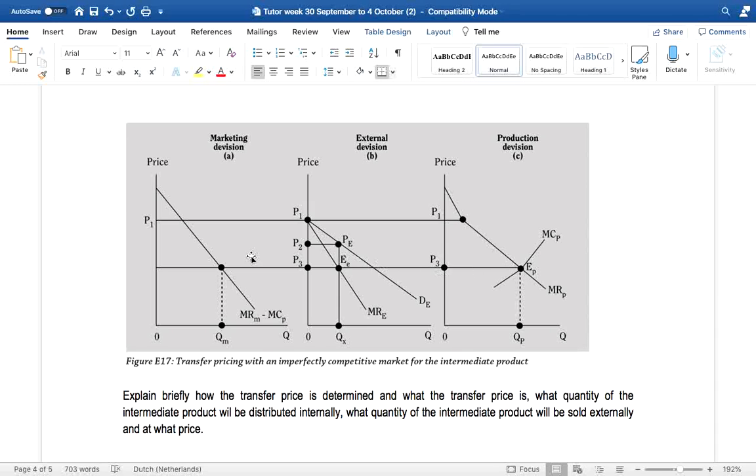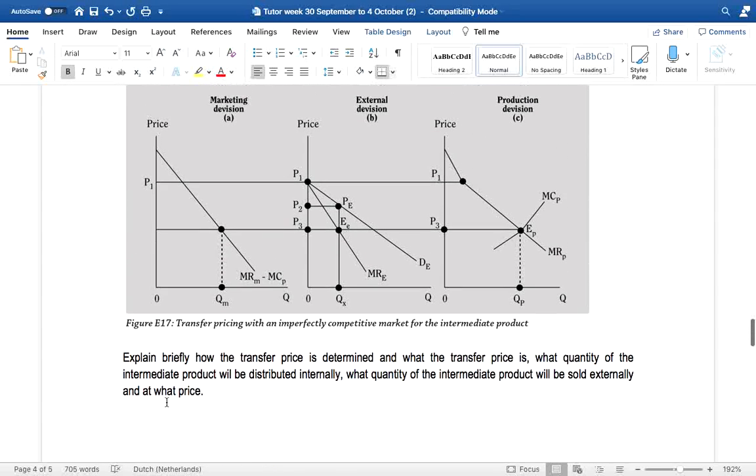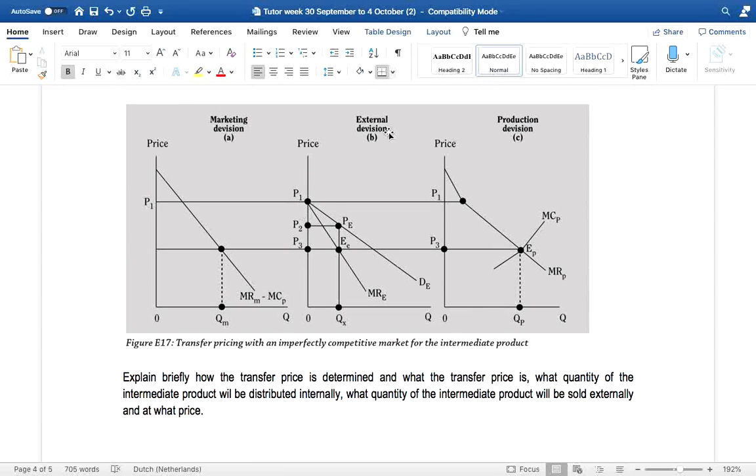This is the internal price that is charged within the firm, so it's going to be our internal price. And now, if our internal price is P3, the quantity that is produced is going to be QM. Okay, not the quantity produced, but the quantity that is transferred into our internal division is going to be QM. So the price is P3, and then quantity is QM internally. Then now let's look at our external division.